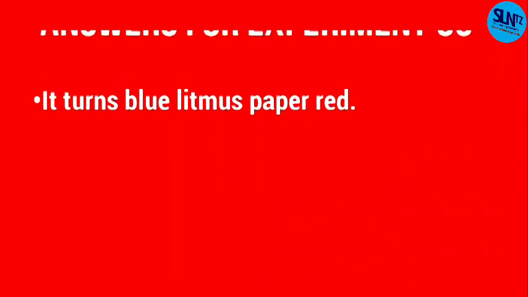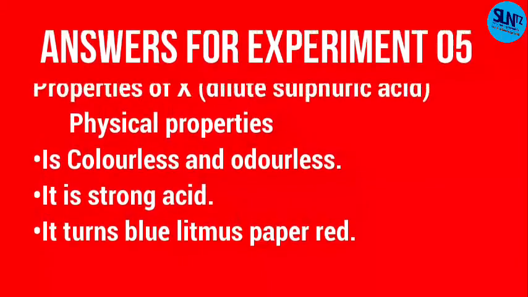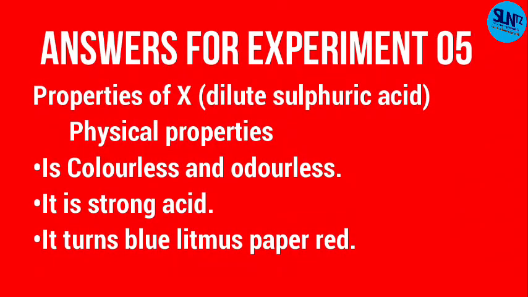Another question you are supposed to answer is the properties of X and Y. We start with the properties of X, which is dilute sulfuric acid. Physical properties of X, or dilute sulfuric acid: the first property is that it is colorless and odorless. Then it is a strong acid. Sulfuric acid is a strong acid. Another property is that it turns blue litmus paper red.